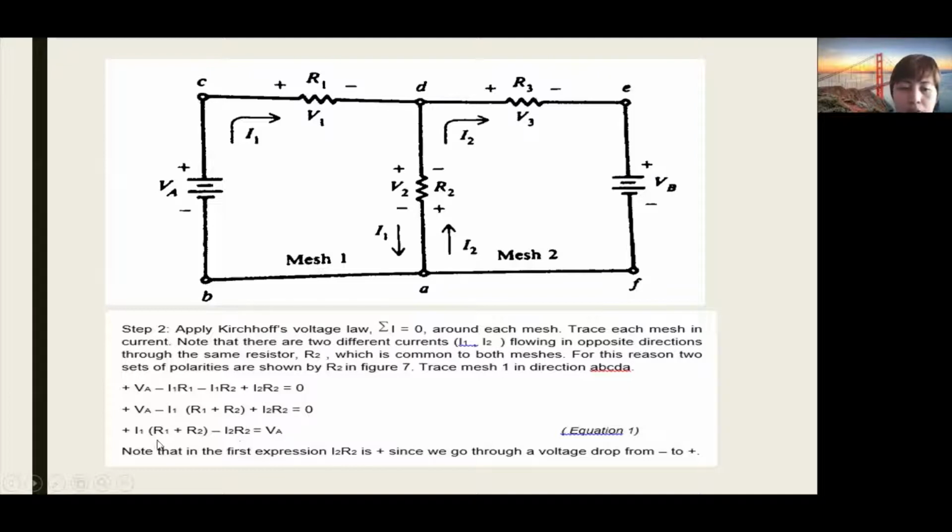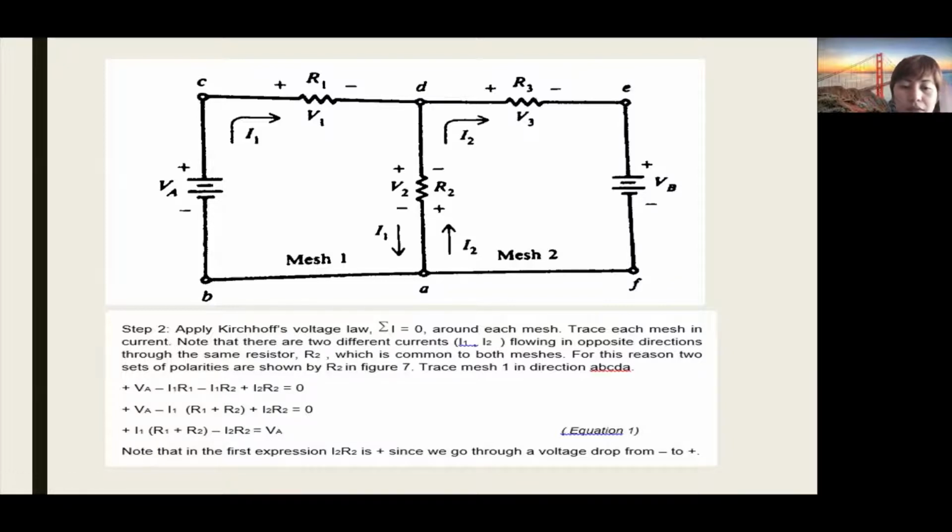So transposition: I1 times R1 plus R2 minus I2 R2. So that is equal to VA. So the question is, why is it minus already? Because of the transposition. For example here, I1 is negative, but because of the transposition, it became positive. Same with I2. I2 is positive here, but because of the transposition, it becomes negative.